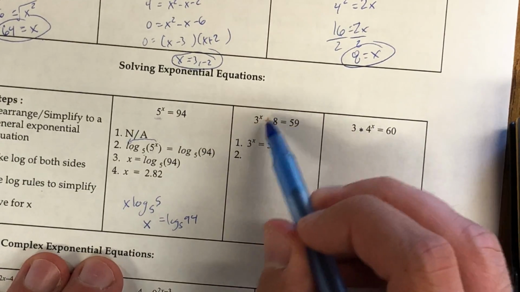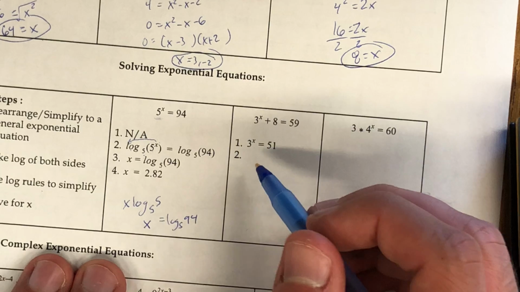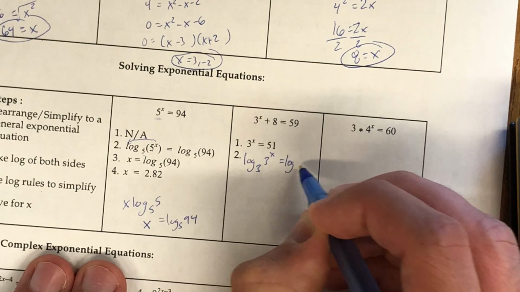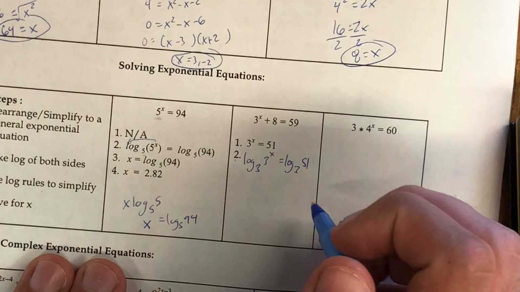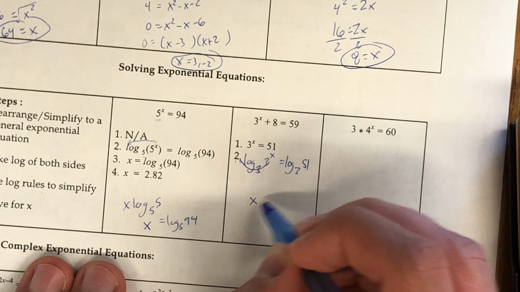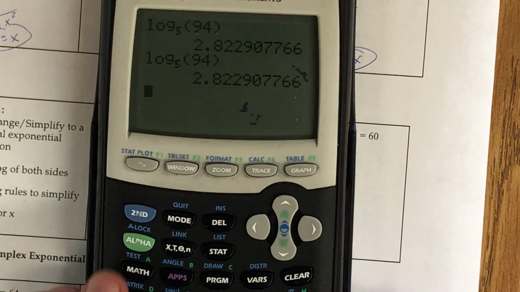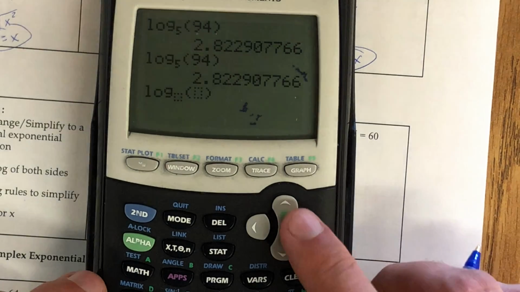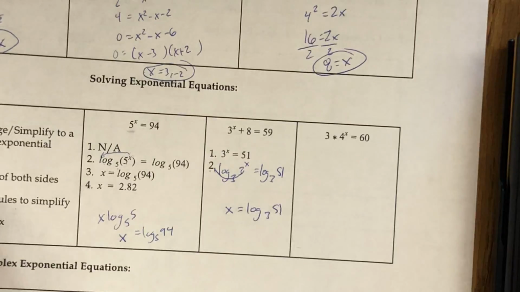So for number 2, we have 3 to the power of x plus 8, so we subtract 8 from both sides. And then we want to take the log of both sides. So I'm going to take the log base 3 of both sides, because then by the power rule, you can bring the x in front, and this log base 3 of 3 cancels. Essentially, you could just cancel that out, and you just have x equals the log base 3 of 51, which then you could figure out. So we hit math, up, enter, log base 3 of 51 is 3.58.